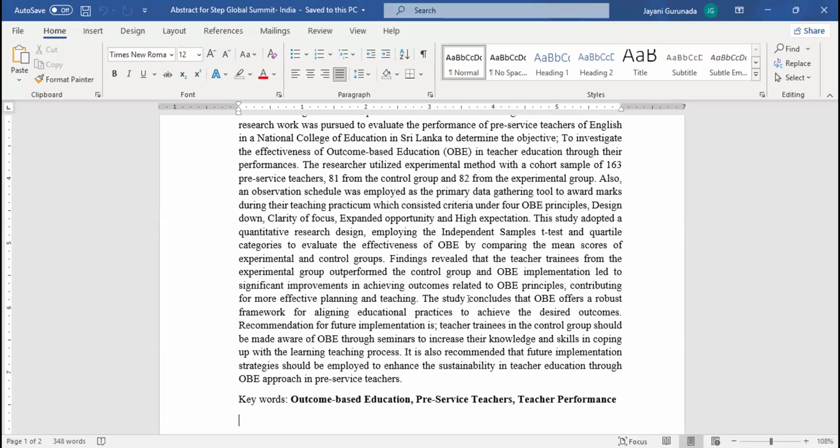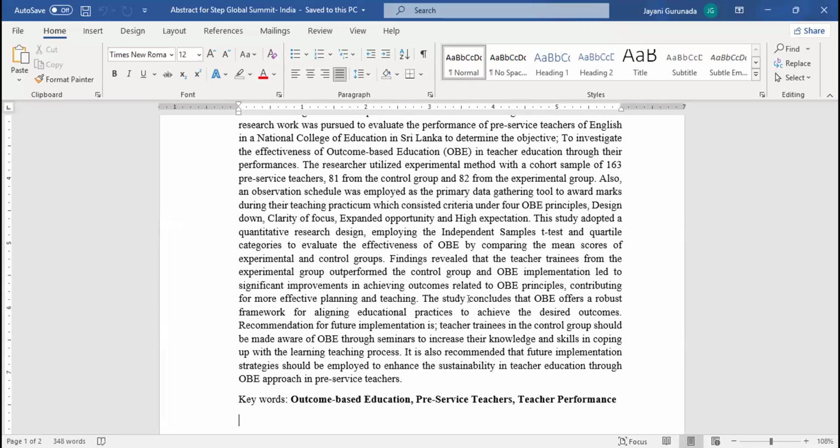Findings reveal that the teacher trainees from the experimental group outperformed the control group, and OBE implemented led to significant improvement in the achieving outcomes related to OBE principles. Right. So then I am writing about my conclusion. That means now in your research, after writing the conclusion, you can include what you have concluded.